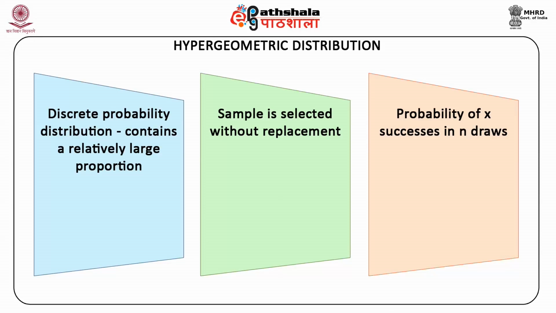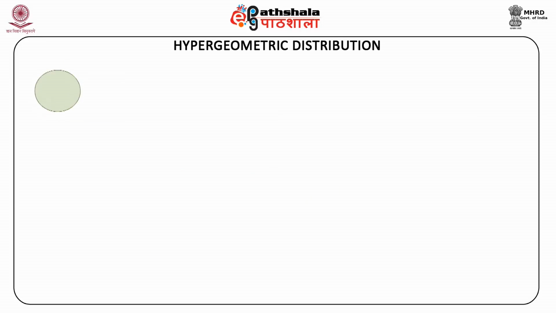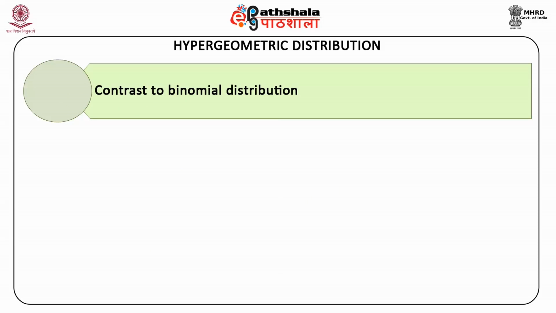In other words, it describes the probability of x successes in n draws without replacement from a finite population of size N containing r successes. This is in contrast to the binomial distribution, which describes the probability of x successes in n draws with replacement.